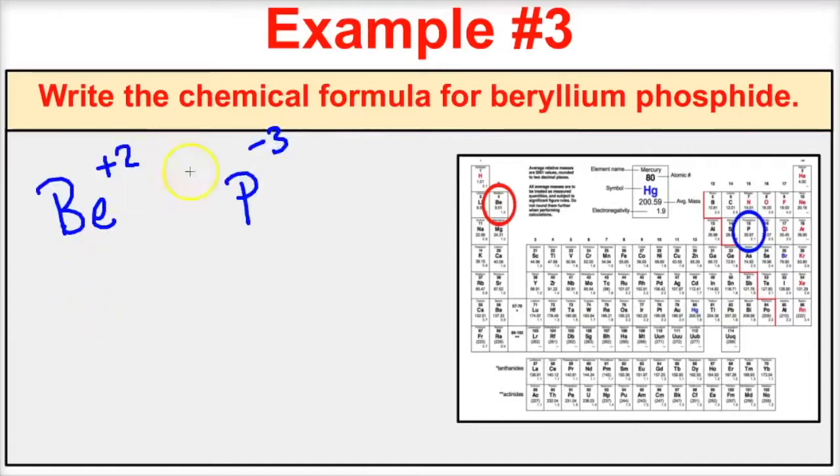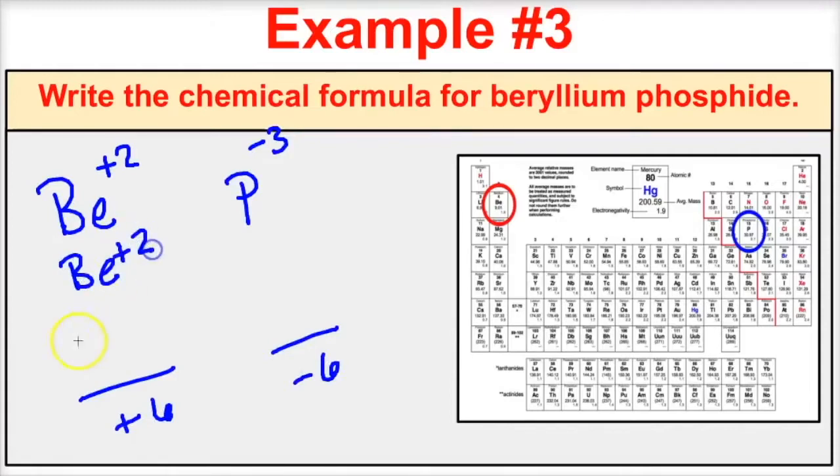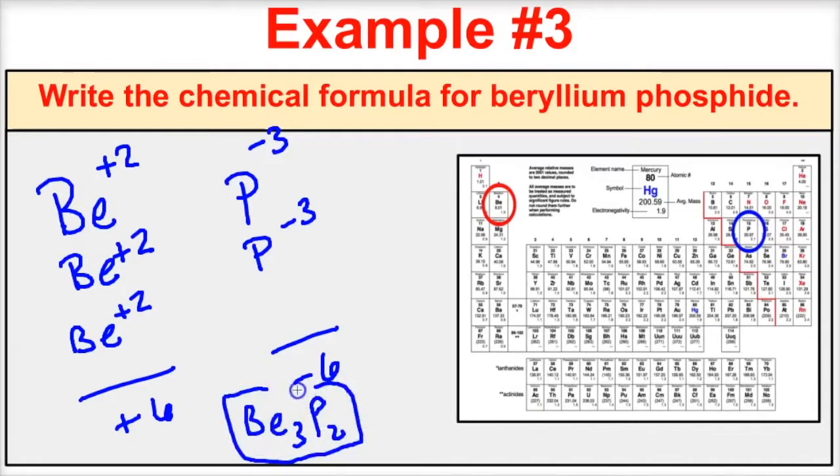And so if we take a look, the lowest common multiple of 2 and 3 is going to be 6. So how do I get this to be a +6, and how do I get this to be a -6? I'm going to need 3 berylliums, and I'm going to need 2 phosphides, right? So if we take a look now, the total charge here is +6. The total charge here is -6. These add up to 0. So we end up with Be3P2 as our correct chemical formula here.